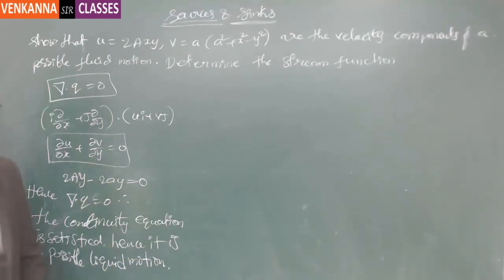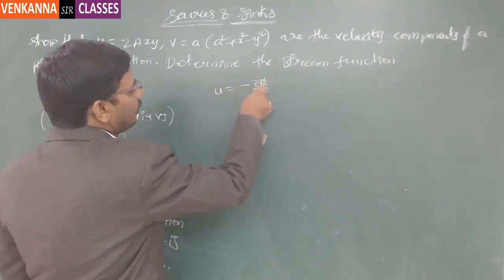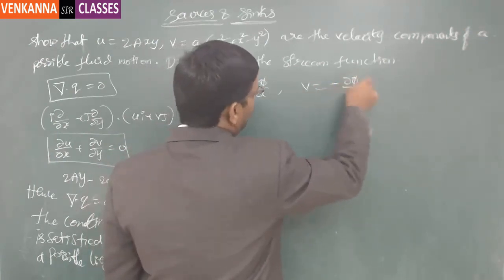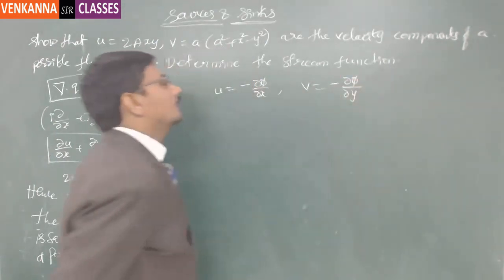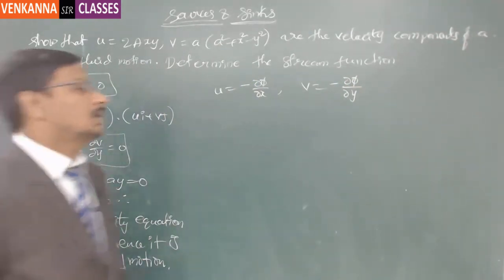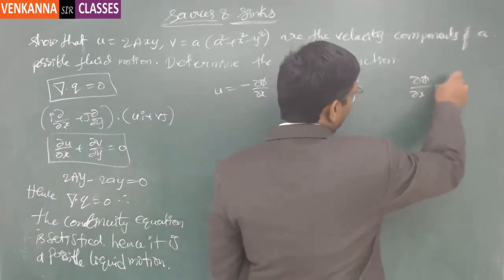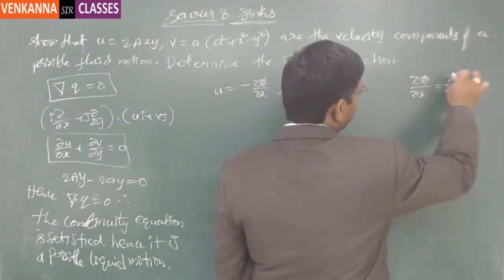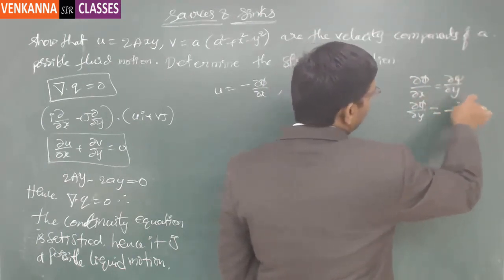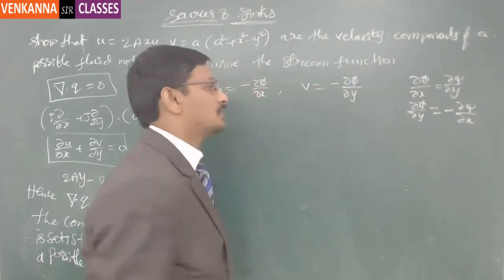Now the velocity components: u is equal to minus ∂φ/∂x, and v is equal to minus ∂φ/∂y. So this is the velocity. Now he is asking us to find the stream function after giving these velocity components. And in the other way, we have the CR equations: ∂φ/∂x is equal to ∂ψ/∂y, and ∂φ/∂y is equal to minus ∂ψ/∂x. So these are the CR equations.